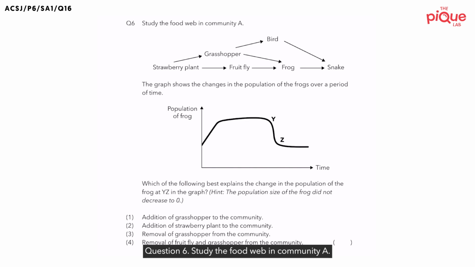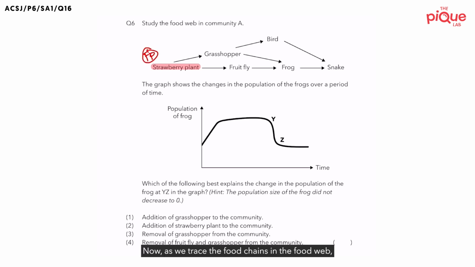Study the food web in Community A. Now, whenever we look at the food web, we must focus on where it starts and where it ends. So let us identify the start. We see that the start is the strawberry plant. Now, what do we call the strawberry plant? We call it the food producer and I will label it as FP.